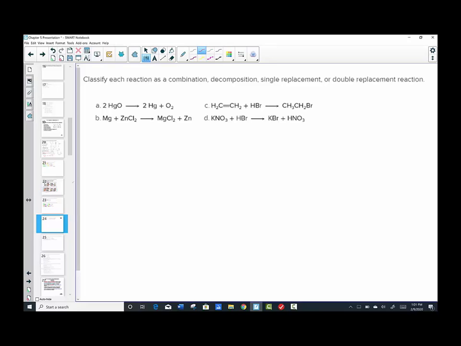Now, what if they're all mixed together? Can you try this one out? Work ahead of me and come back. Tell me if they're combo, decomp, single, or double. All right, so here we're just looking to see what the pattern of chemical change is. Letter A, I have a single reactant. A single reactant means just one thing on the left-hand side. When that happens, you know to classify that as a decomposition.